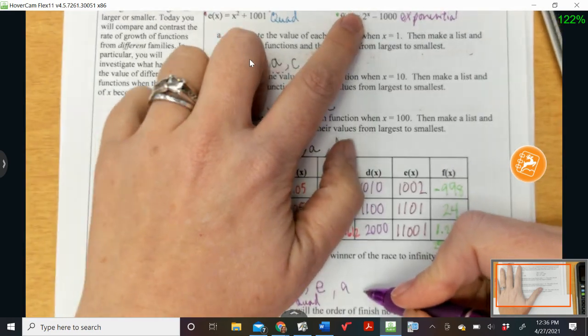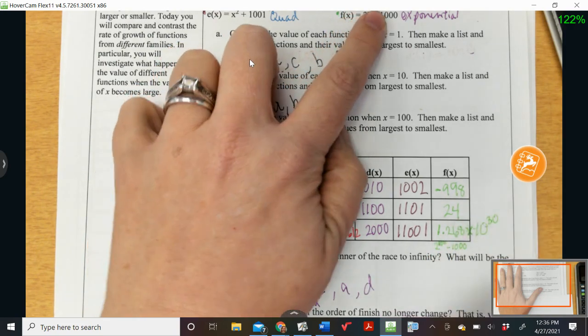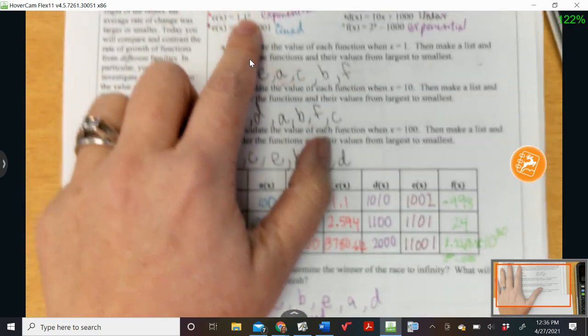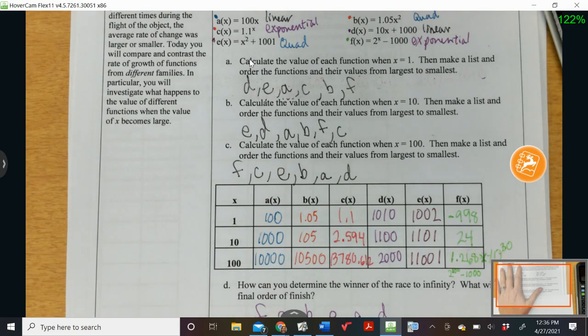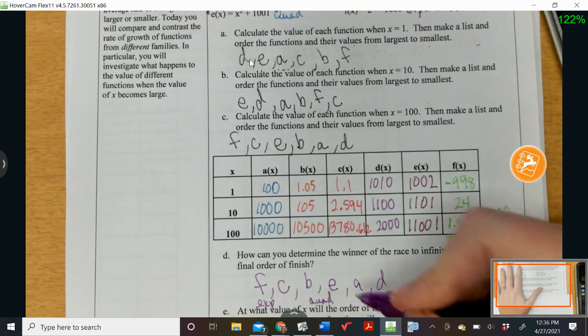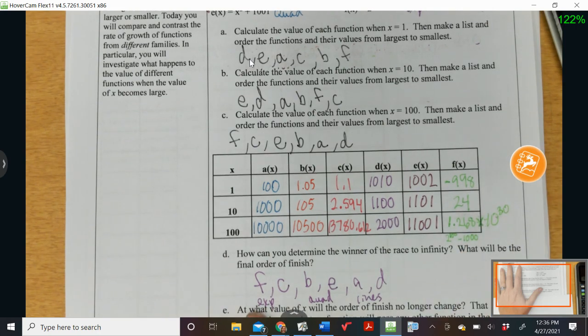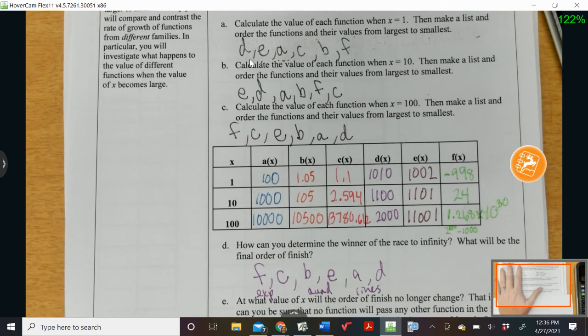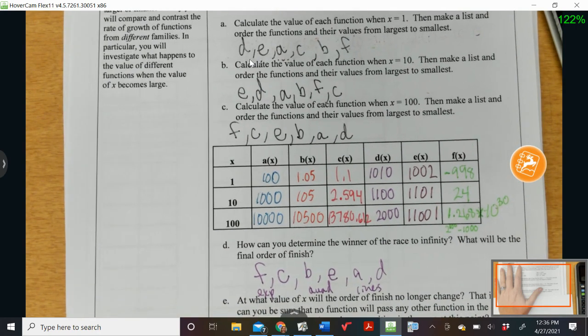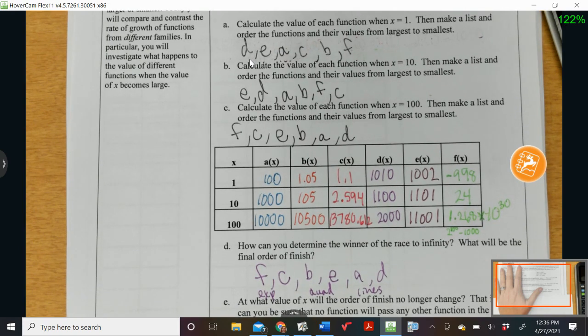A is going to be next. Then D, because D is only growing by 10 every time. A is growing by 100 every time. So our lines go last. Lines, quadratic, exponents.